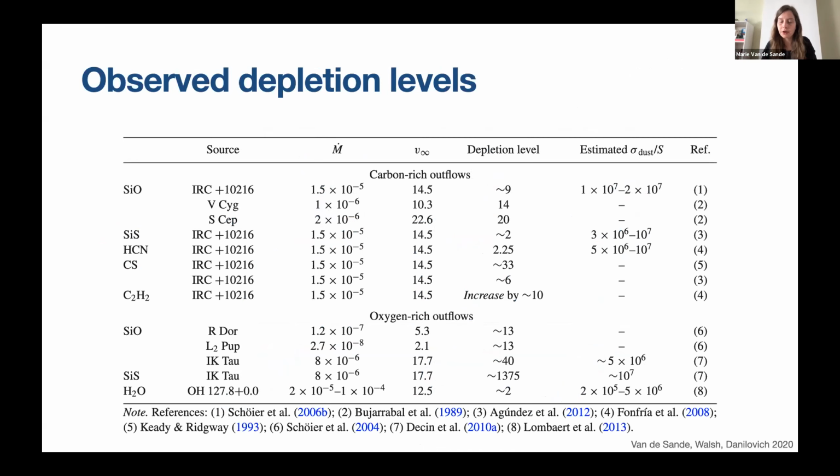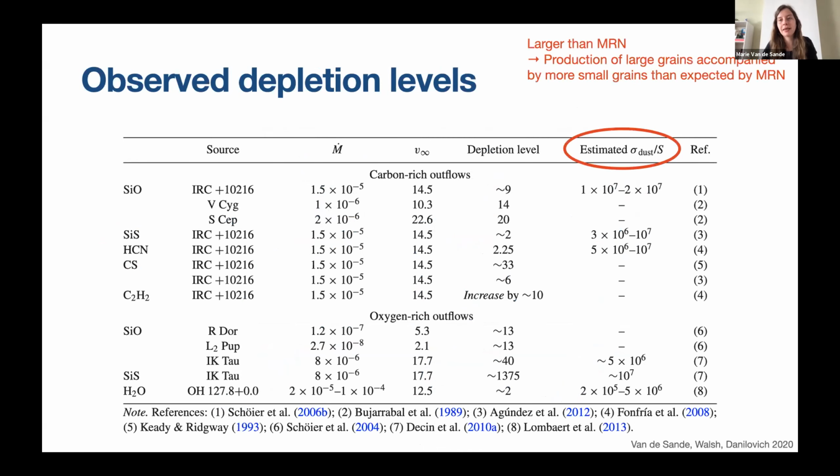We found some, here they are, and we were able to estimate the average cross-section from these observed depletion levels. And we found that they're all larger than that of the canonical MRN value distribution. So this implies that the production of large grains is accompanied by more small grains than expected. And these small grains correspond in size to ultra small silicates or PAHs.